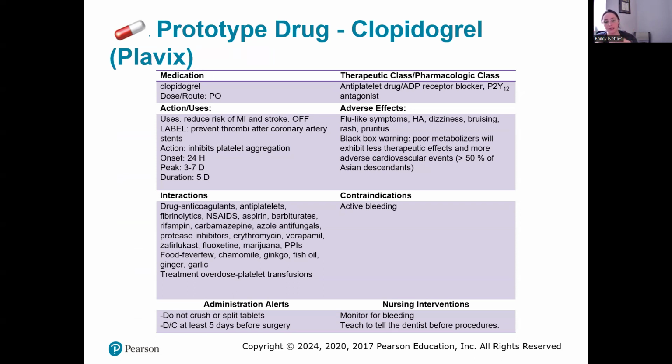Okay, we give this all the time. Especially if you put a stent in, you had to get aspirin and clopidogrel, Brilinta and clopidogrel before you left the IR suite. Okay, so it inhibits platelet aggregation with a 24-hour onset. Okay, it can start working before that, like 5 to 7, but the onset is 24 hours.